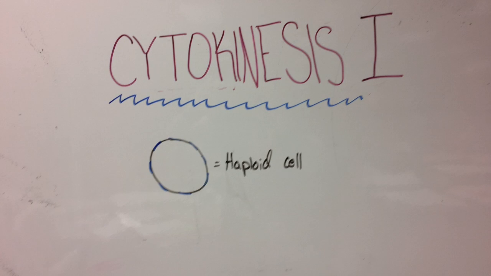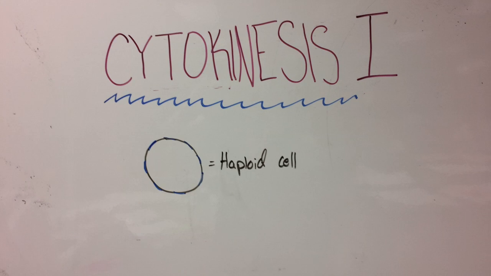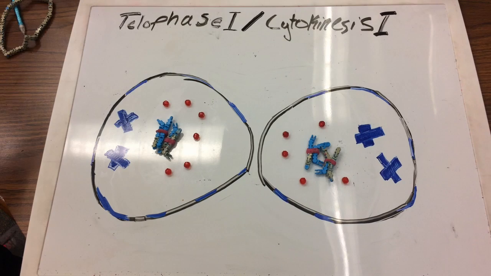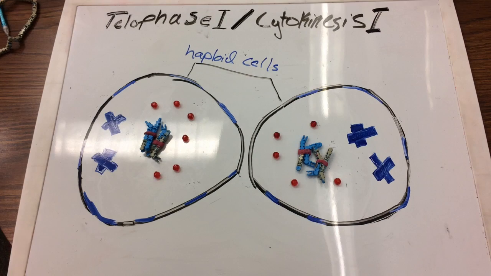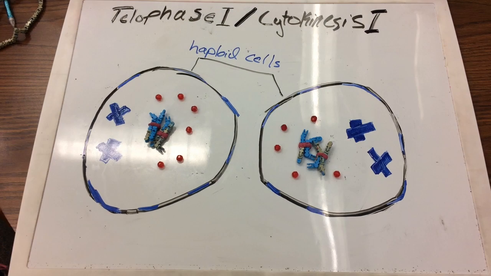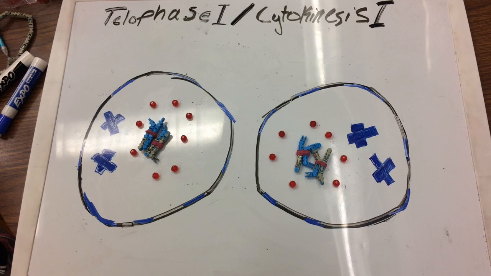During cytokinesis, the cytoplasm divides, creating 2 genetically different haploid daughter cells. Each pair of homologous chromosomes is split up, with 1 homologous chromosome in each cell. Each cell has a nuclear membrane surrounding the chromosomes and centrioles. Meiosis 1 is now complete.